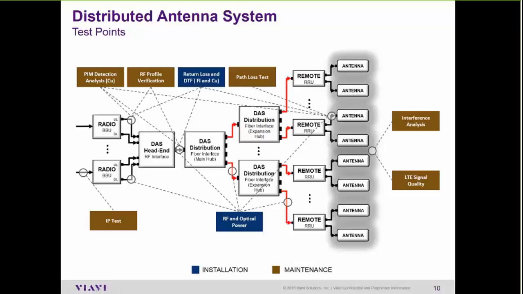And you can actually measure inline power through each of these links, both with this particular test set, both RF power, and it does come with an optical power meter. So you can measure both the optical light coming through if you have CPRI going from the BBU up to the DAS head end or distribution points, or if you have RF cables, you can put your inline power meter there and measure that directly.